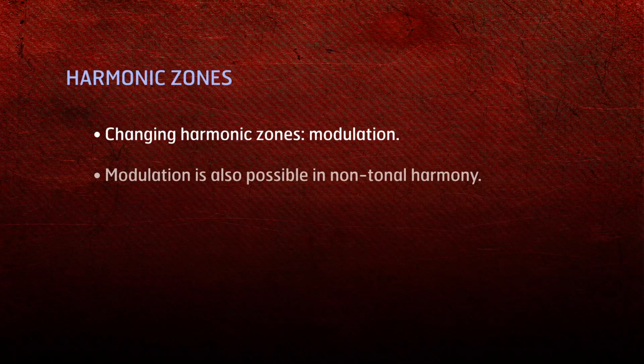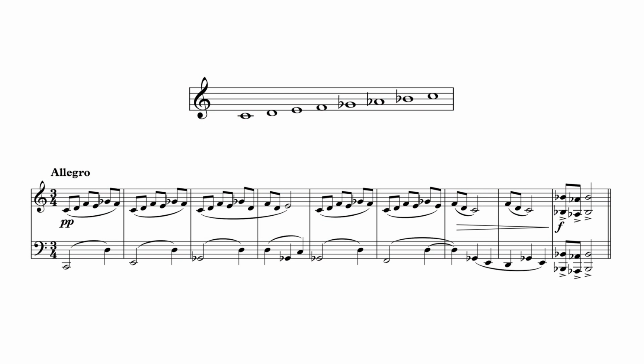One final basic principle: harmonic zones. In music which isn't tonal, if the rate of chromatic circulation is always the same, the composer is deprived of a very important kind of variety. In tonal music, we call these harmonic zones keys, and changing zones is modulation. We can achieve similar effects in non-tonal harmony. Here's a mode, and then an example based on it.